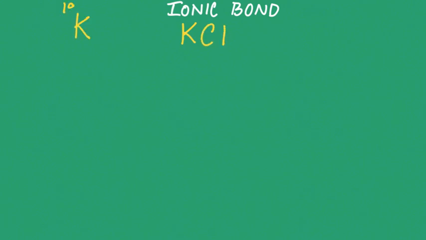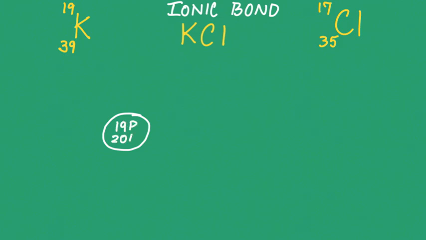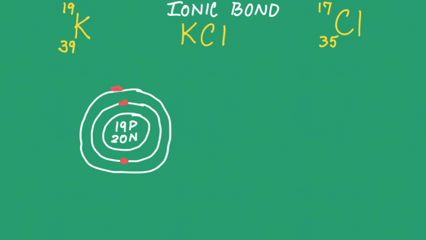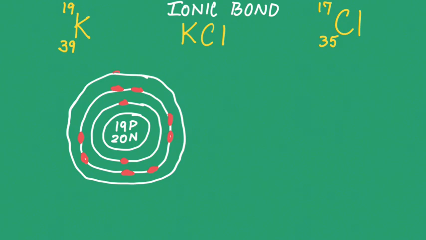Potassium has an atomic number of 19 and an atomic mass of 39. Chlorine, as we know, has an atomic number of 17 and atomic mass of 35. So let's draw potassium. Potassium has 19 protons and 20 neutrons. So it should have 19 electrons to start with. So we'll put 2 on the first shell. We know that the second shell should contain 8. So that's 8 electrons. The third shell will also contain 8 electrons.